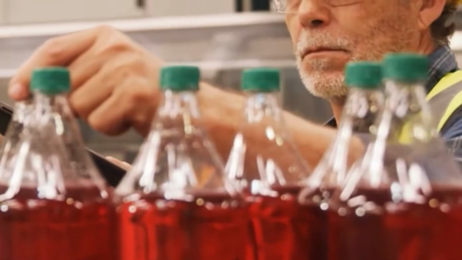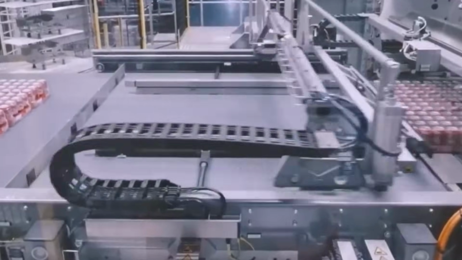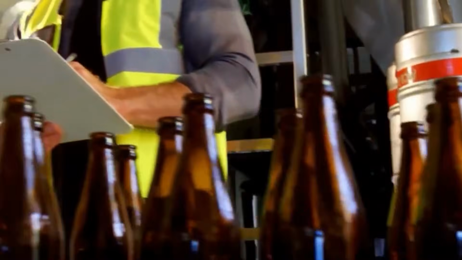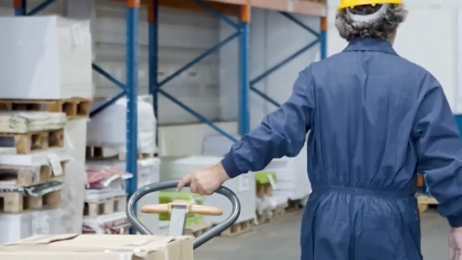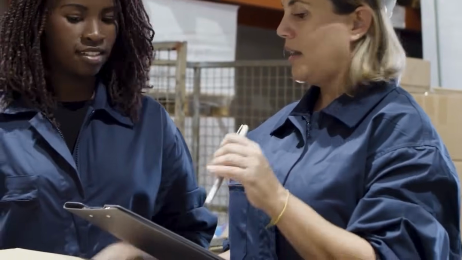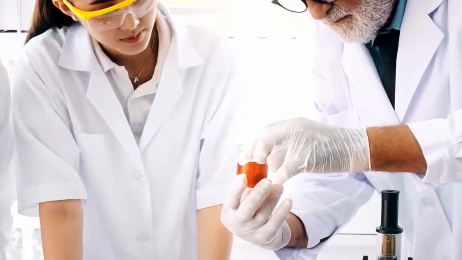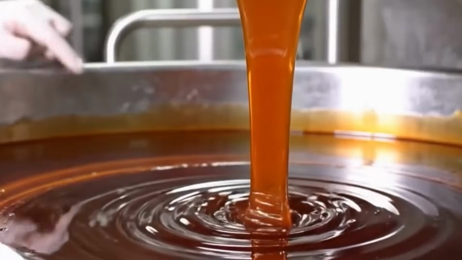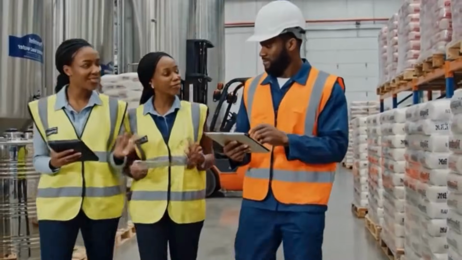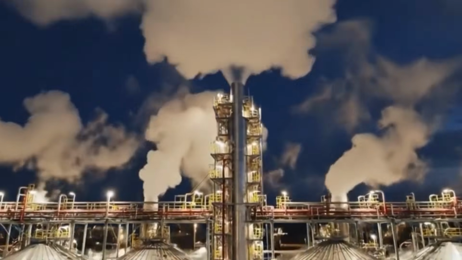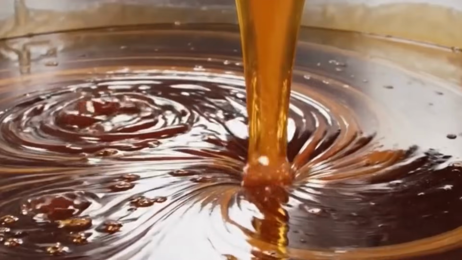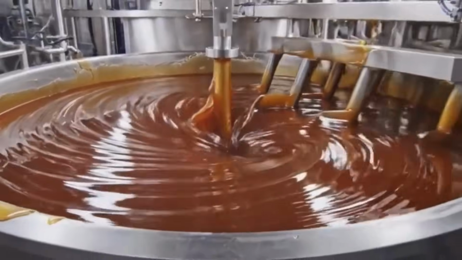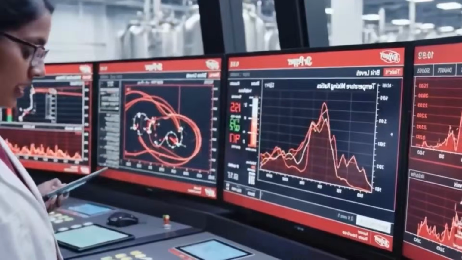Each component is added in a fixed sequence to ensure homogenization and prevent chemical interaction before full dilution. Citric and phosphoric acid are added next via automated dosing units, lowering the pH and adjusting taste profile. Caramel color is injected through pressurized nozzles in measured bursts, darkening the mixture. After all ingredients are blended, the syrup passes through a plate heat exchanger for flash pasteurization. Heated to above 85 degrees Celsius for under 30 seconds, the syrup is then rapidly cooled to preserve flavor integrity.